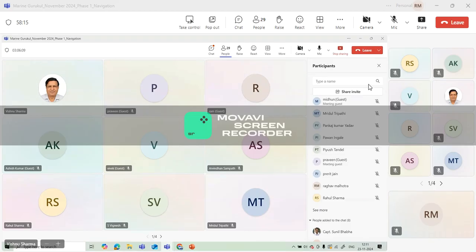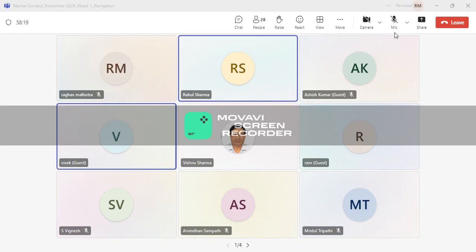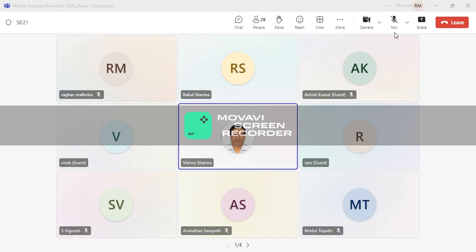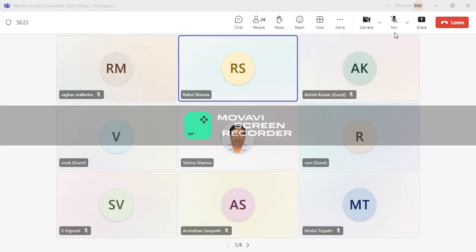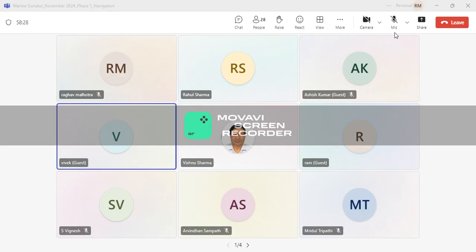Okay. Thank you, sir. Okay, bye. Take care. Take care. Take care, guys. You'll have navigation in the evening, Captain Sunil. Right, 17:30. What time, sir? 17:30, check the schedule. Okay, sir. Save the link, sir.